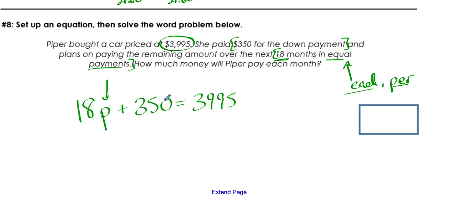We start by paying that, plus we're going to pay 18 times the same amount each time. Actually, another way I've been stressing, how much money will she pay each month? That's where our X is, or in this case I use P, but that's where our variable is going to be. That's what we don't know yet, how much they're going to pay each month.